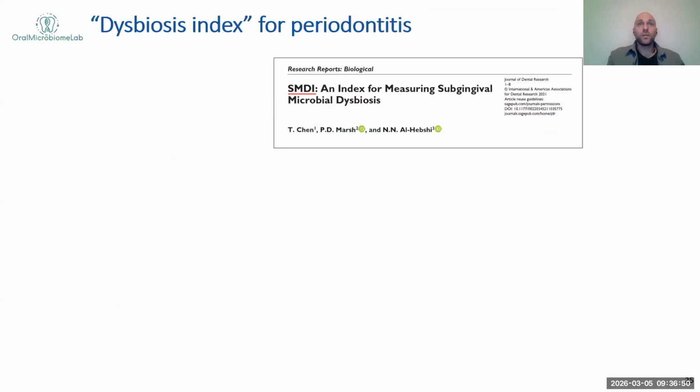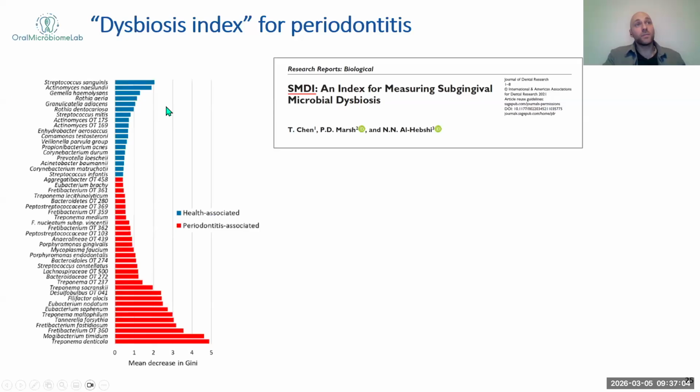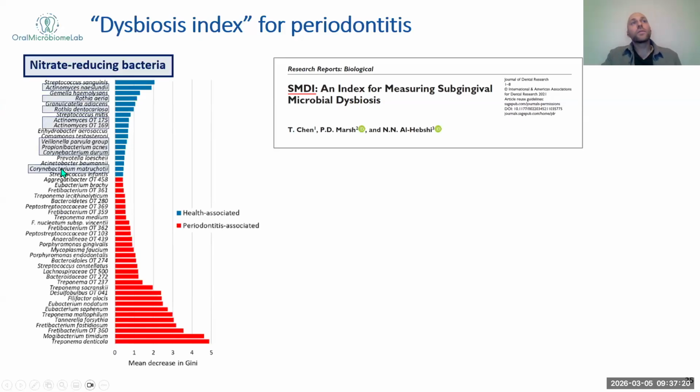And to study the dysbiosis in oral samples, there's a very useful tool, which is called the subgingival microbial dysbiosis index. You can apply this to 16S sequencing data, so bacterial composition data. And what this machine learning-based index does is it detects biomarkers associated with health and disease and calculates a number that represents the amount of dysbiosis in your sample. And over here are the health-associated bacteria, and once again, around half of them are nitrate-reducing bacteria.